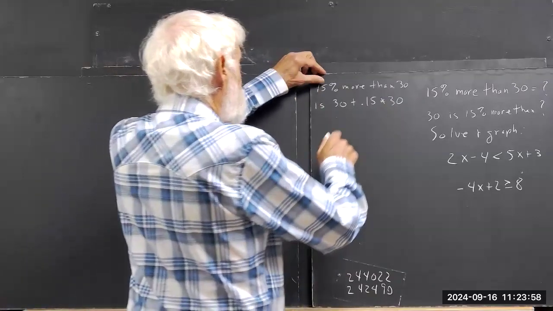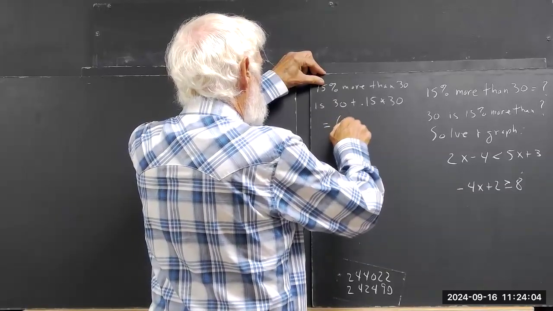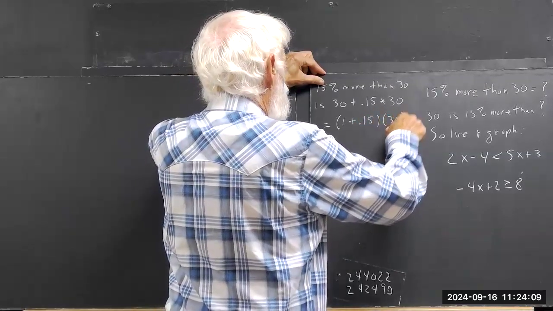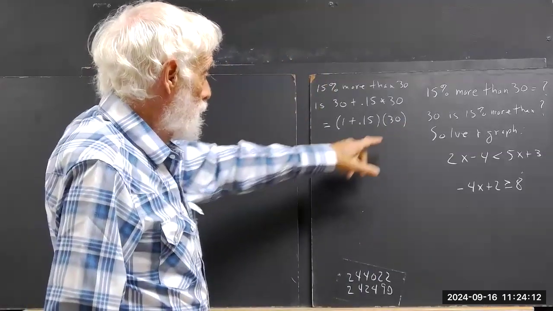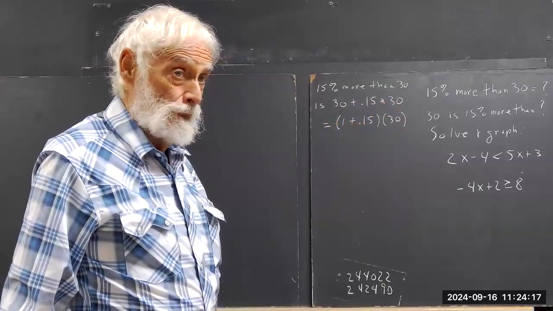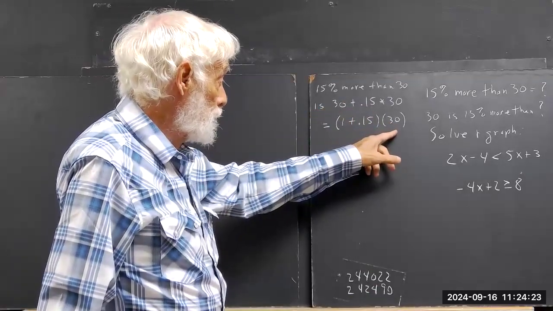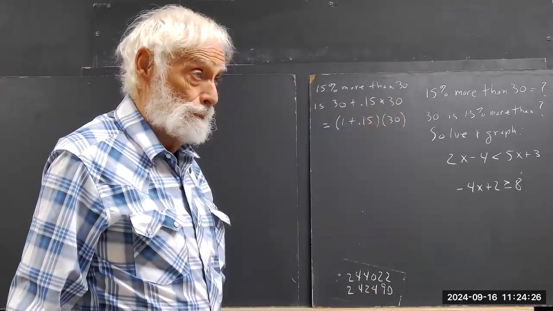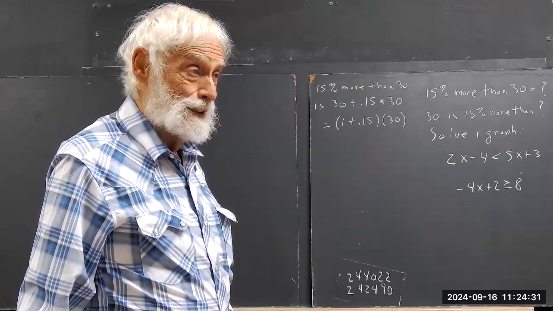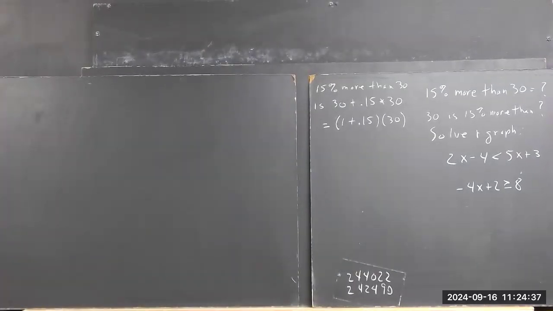You should verify that 1.15 times 30 is the same as 30 plus 0.15 times 30. Why? Because 1 times 30 is 30, and 0.15 times 30 is 0.15 times 30. You should understand the distributive law. Okay? Something you could look up online if you're not comfortable with it.